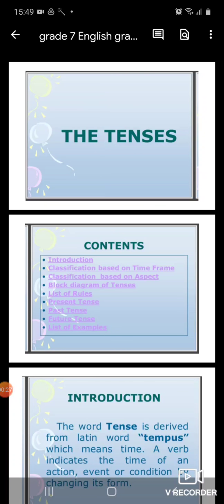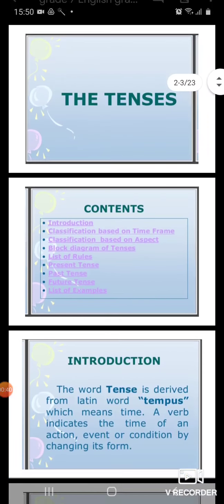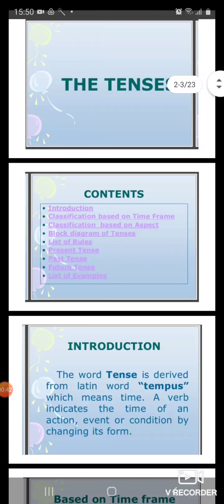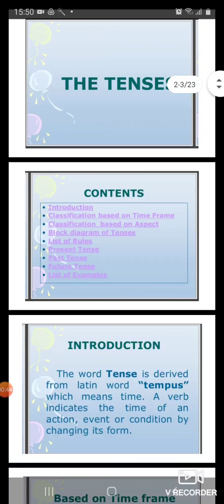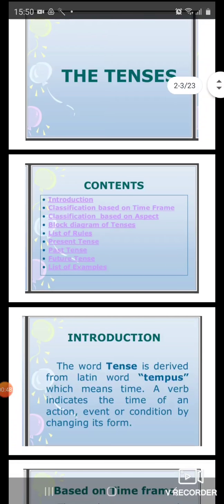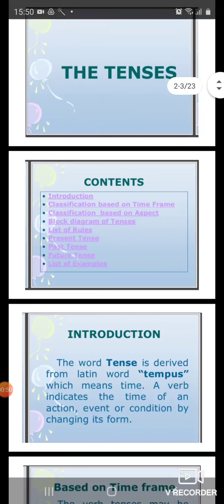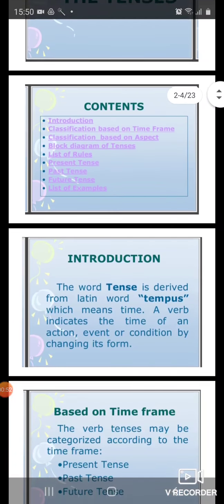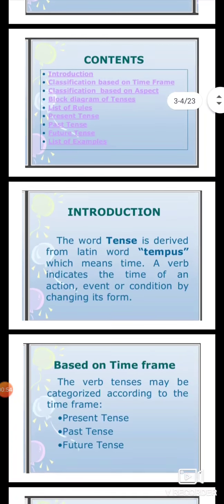To give you a brief introduction about the contents, we have an introduction about what is tense and from which word it was derived. Then we have a classification based on the time frame, then a classification based on the aspect, and then a block diagram of tenses and the rules to be followed when you are writing the present tense, past tense, and future tense. Then you have the list of examples. So let us proceed to the class.